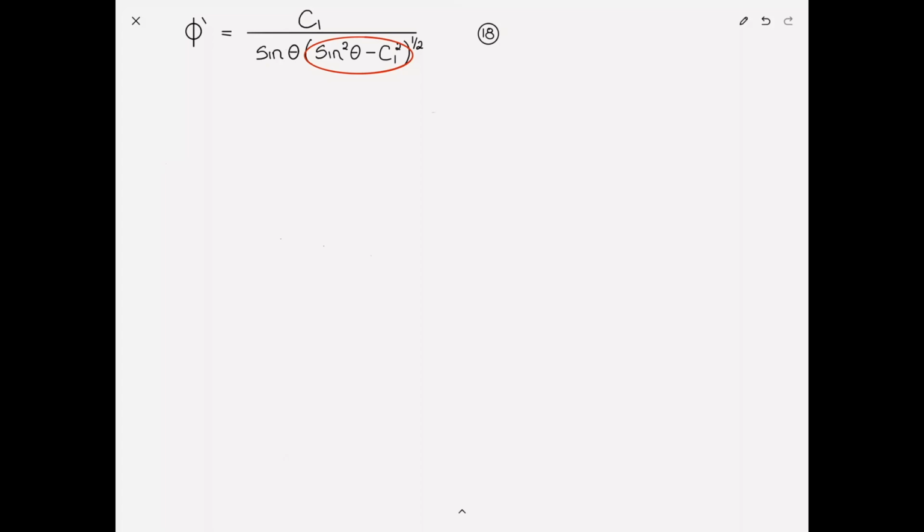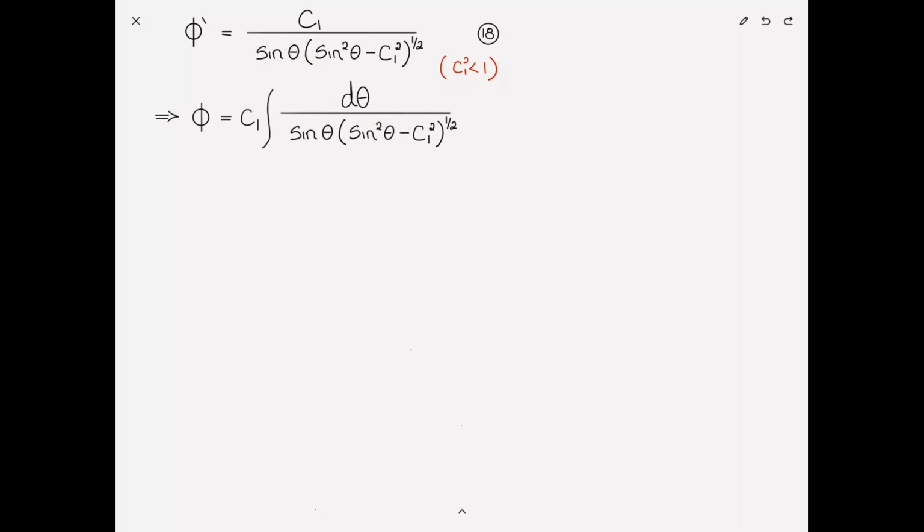And since sine squared theta has a maximum value of 1, that means that C1 squared must be less than 1. So let's make a note that C1 squared is less than 1. Now, integrating both sides, we get that phi is equal to, I can take the constant outside of the integral, C1 times the integral of d theta divided by the denominator. That's equation 19. And now how do we go about integrating this?